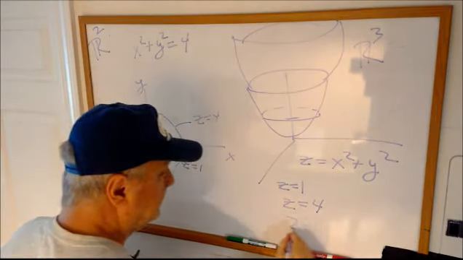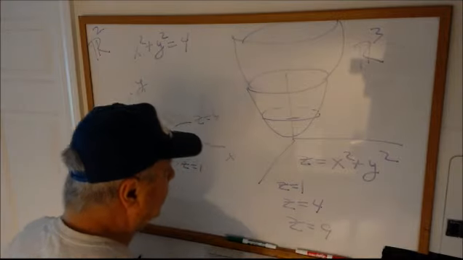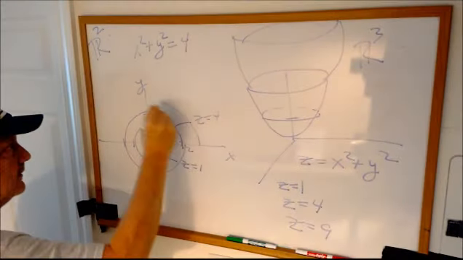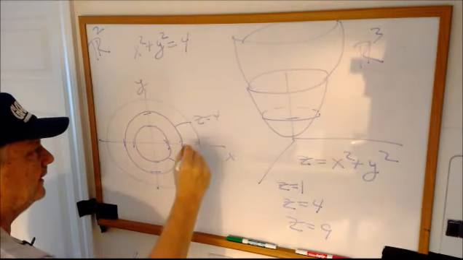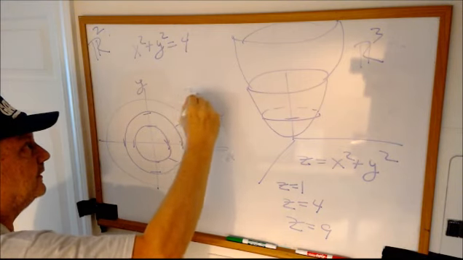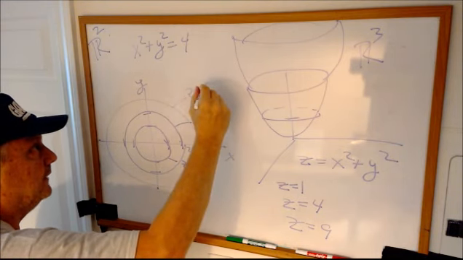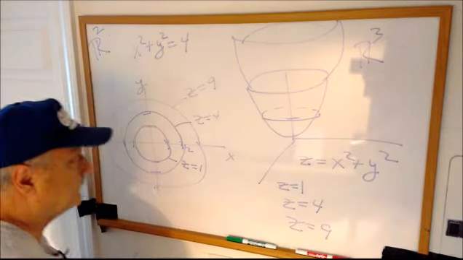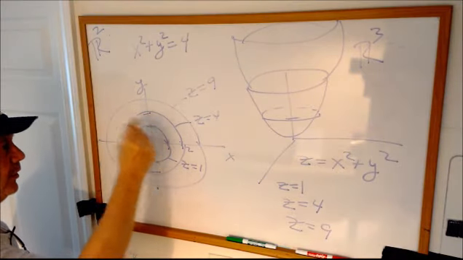And of course, we'll do one more, 9. It's going to be a circle of radius 3. And this guy is associated with z equals 9. Okay, so we have 3 curves here.